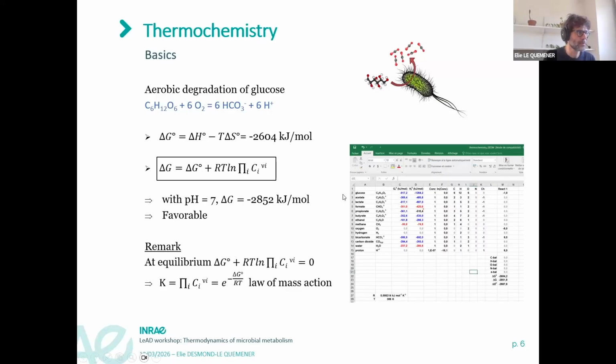And that's how I computed these values in this sheet. You see that the values are a bit different because in my file I computed glucose plus 6 O2 gives CO2 and H2O, but here I did a different reaction with carbonate and H+, but the values are very close.